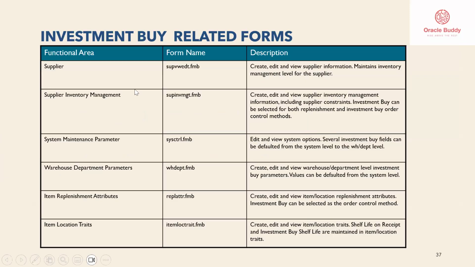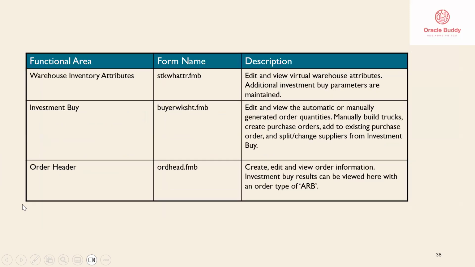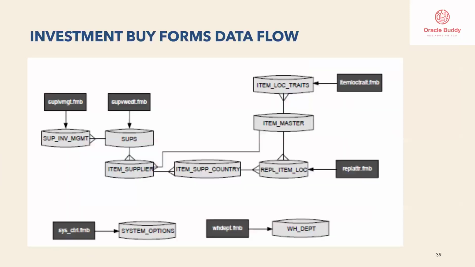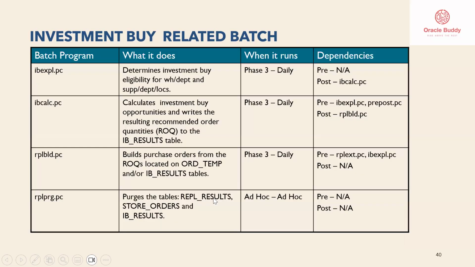So these are the investment buy related forms. You can go through this. Few more forms which are used for investment buy. And these are the data flows. So this SUPLV MGT.FMV will update the supplier inventory management table. This will update the suppliers table. It will update item loc traits, ripple attribute, ripple item loc. So these are all the tables which are getting affected by these forms.